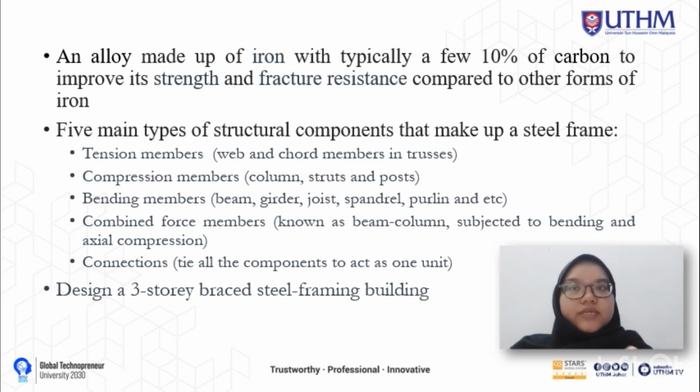The first one is the tension member, as in web and chord members in trusses. The second one is the compression member, made of column, strut and post. The third one is bending members, usually beam, girder, joist, spreader, purlin and so on. The fourth one is the combined force member, known as a beam column, subject to bending and axial compression. The last one is connection. Connection is to tie all the components to act as one unit.